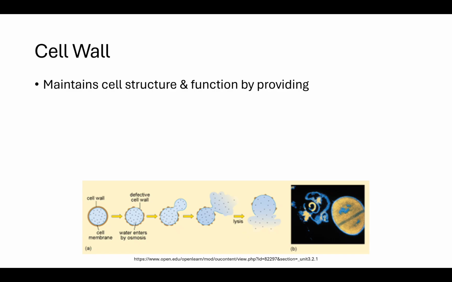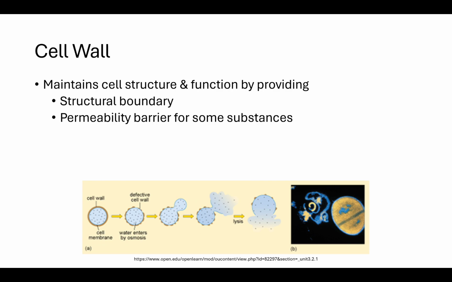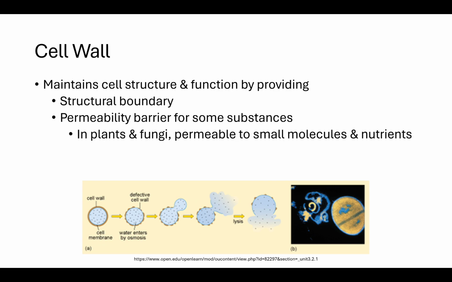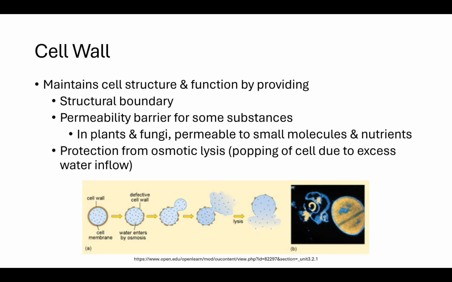So what does the cell wall do? It helps to maintain cell structure and function. It's an extra structural boundary. It does have selective permeability. In plants and fungi, the cell wall is usually permeable to small molecules and some nutrients, but not to large molecules. Its big role is that it protects from something called osmotic lysis.